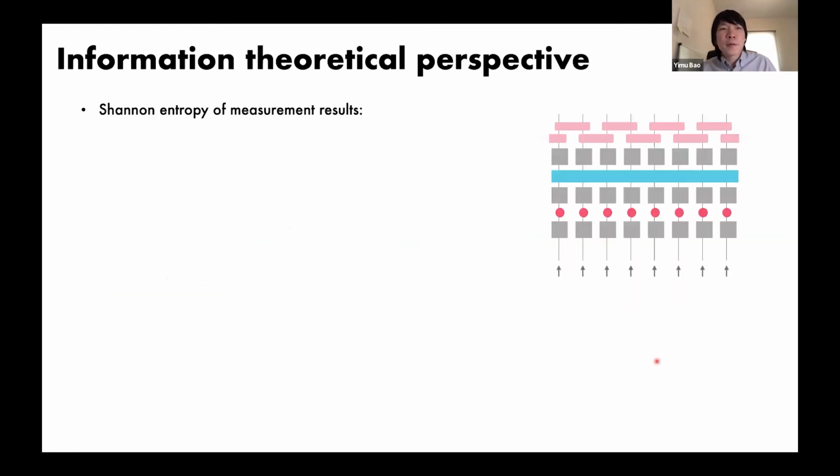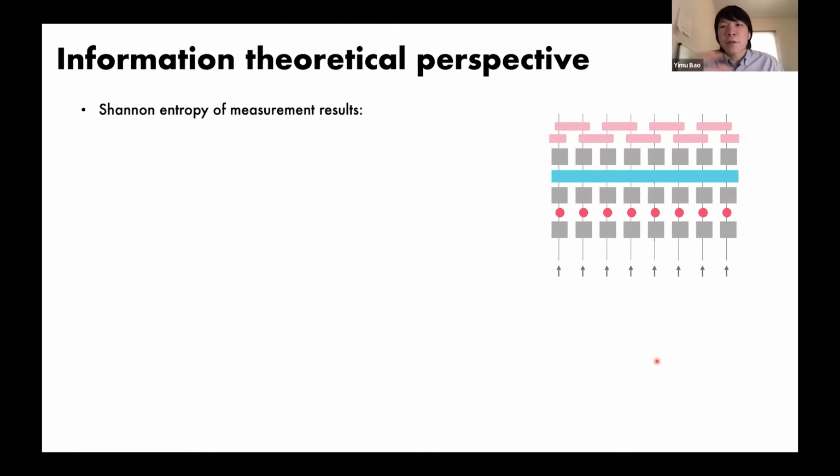So it turns out that we can also understand this parity phase transition from an information theoretical perspective. Instead of looking at the parity in the final state, let's take a different perspective. We consider the Shannon entropy of measurement results. Let's say you have a fixed geometry of the circuit, and you perform a measurement somewhere in the circuit, take down the measurement result, and repeat the experiment over and over again. Then you accumulate a probability distribution for the measurement results. Then you can ask, what is the Shannon entropy of the measurement results?